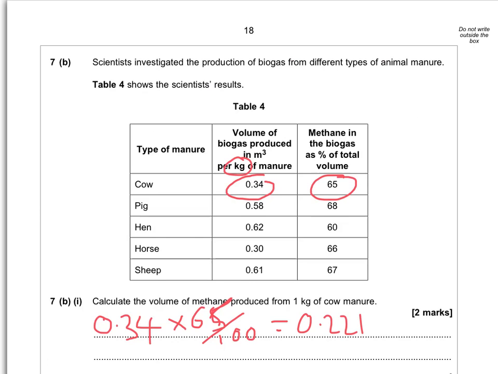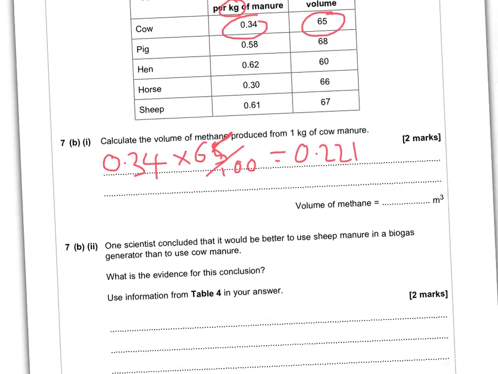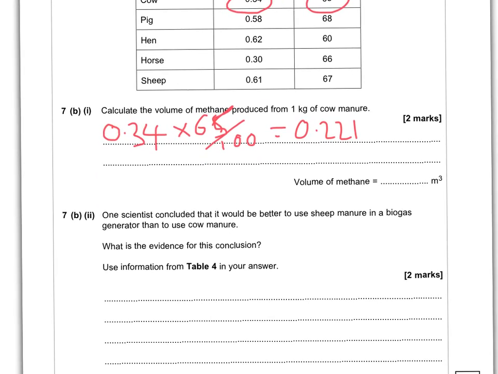If you forgot to do something like dividing by the 100 and you ended up with an answer like 22.1, you could still have 1 mark, okay? So 2 marks if you got 0.22 or 0.221. If you showed 34 times 65 but forgot to divide by the 100, then you can have 1 mark, which again is why it's important to always show your working out in these things. So the volume of methane there is 0.22 or 0.221.